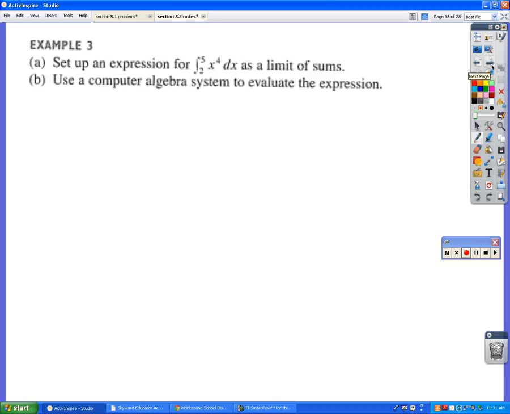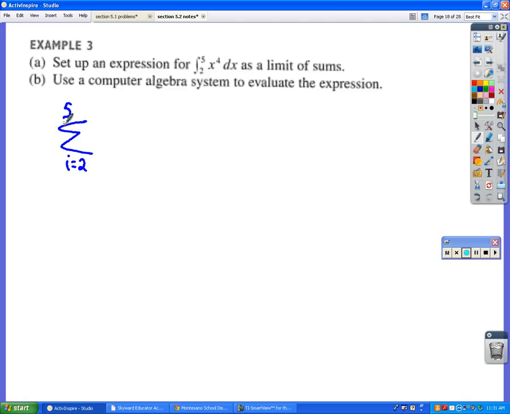A much simpler method for evaluating the integral in example 2 will be given in section 5.3. So I'm not going to make you suffer through those. We'll just do the easy thing, okay? All right, let's see. Can we do this? Set up an expression for the integral from 2 to 5 of x to the 4th dx as a limit of sums. So what would we do for this one? You put the 2 on top? The i equals 1. i equals, in this case, 2, because it starts at 2, right, it starts at 2.